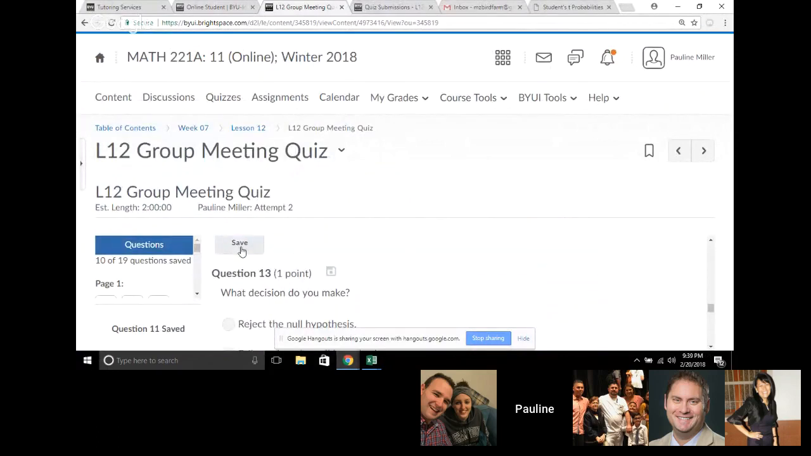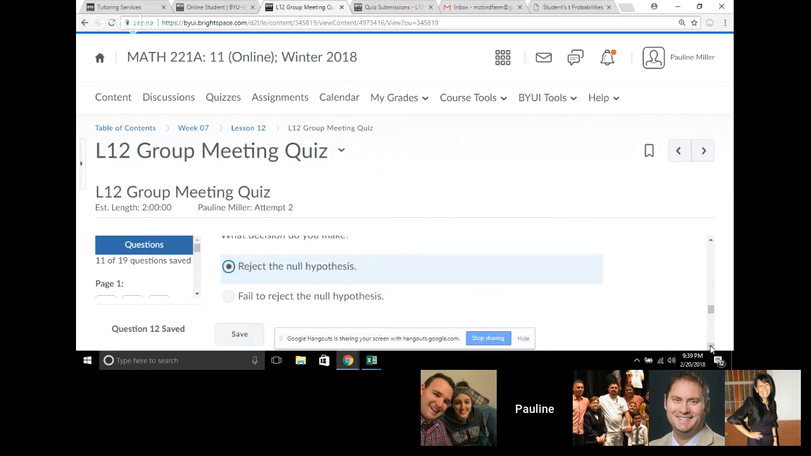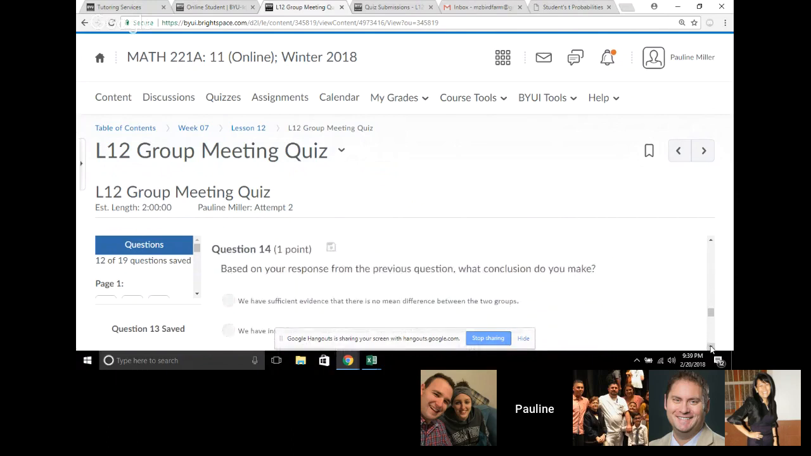And then what decision do you make if it's 0.0006 and you want it to be 0.01 or greater? If it's not as big as the 0.01, then you reject it. Right. And so that one was rejected.